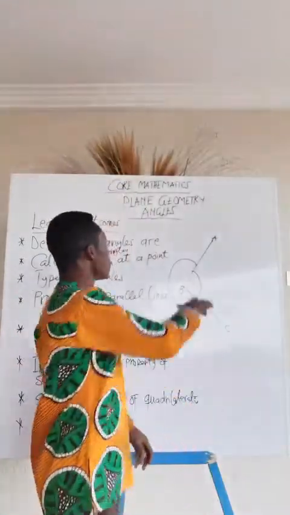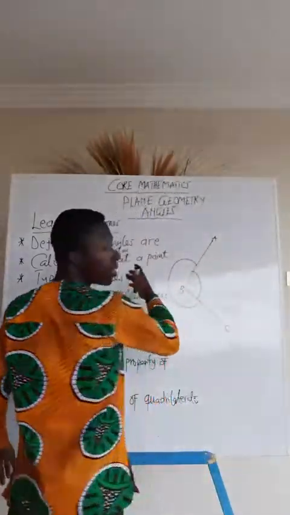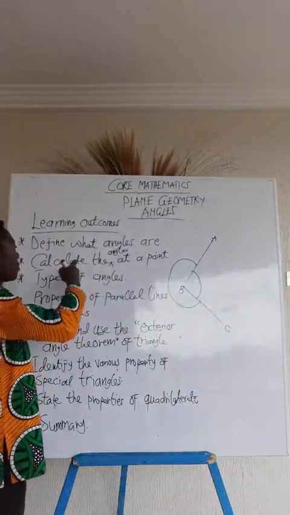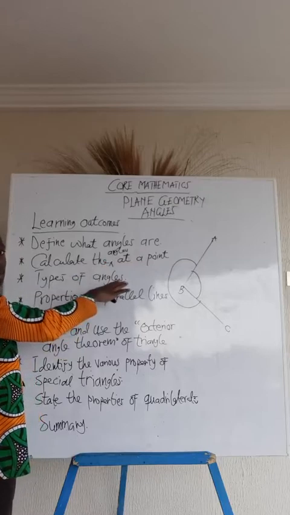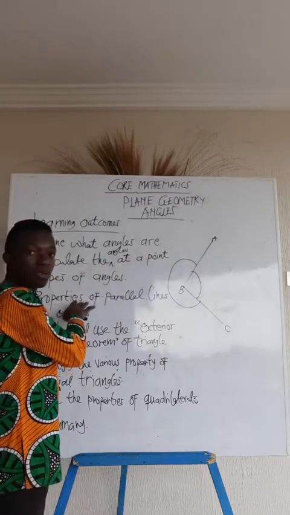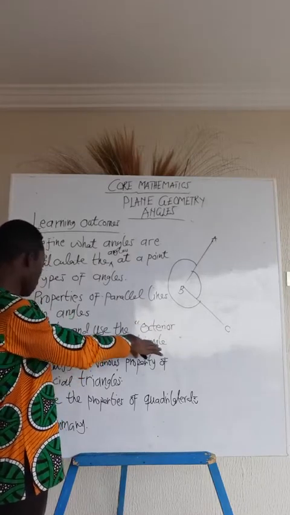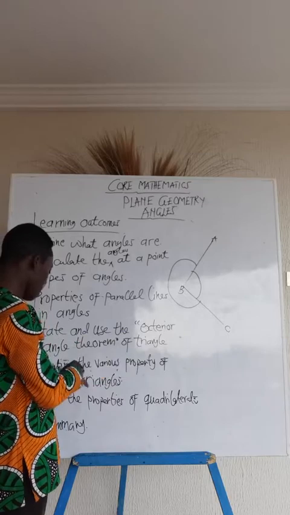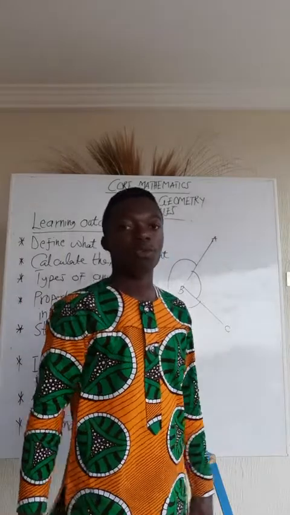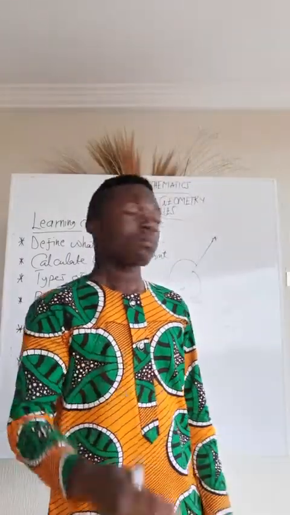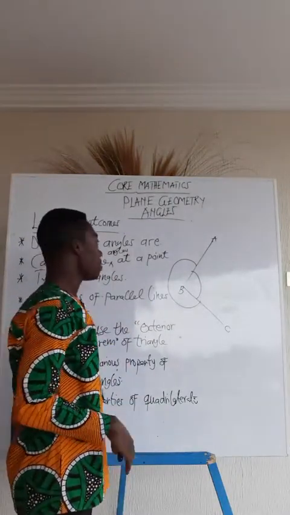So today we are going to deal with plane geometry: angles. These are the learning outcomes that we need to achieve at the end of the day. We should be able to define what angles are, calculate angles at a point, talk about the types of angles, state the properties of vertical angles, use the theorem of triangles, identify various properties of special triangles, state the properties of quadrilaterals, and give a summary of whatever we have covered. So let's continue with the first learning outcome.